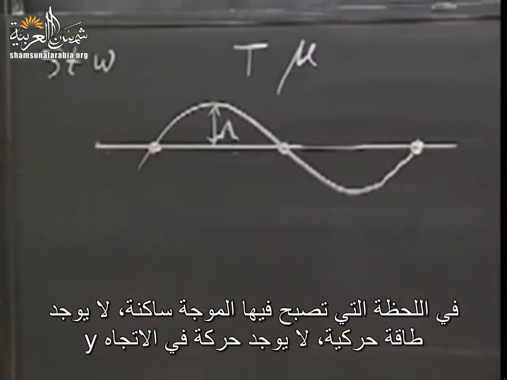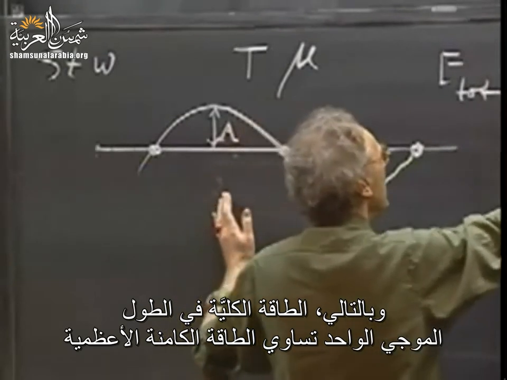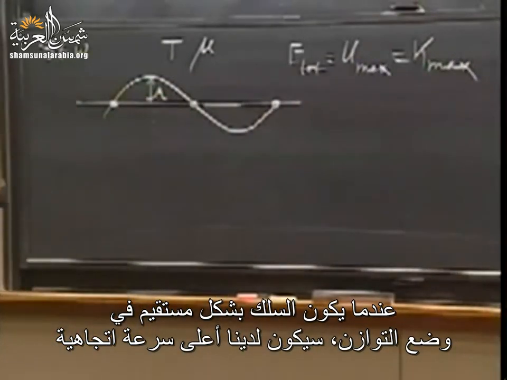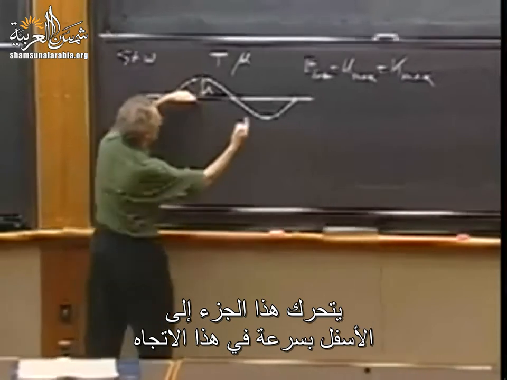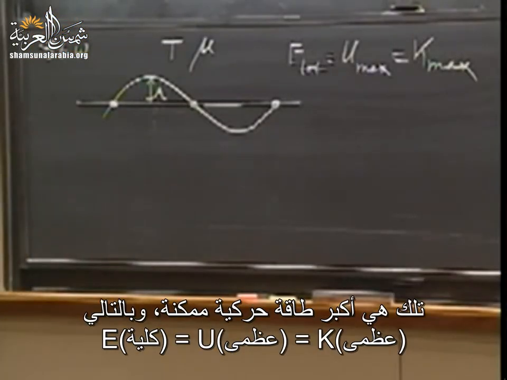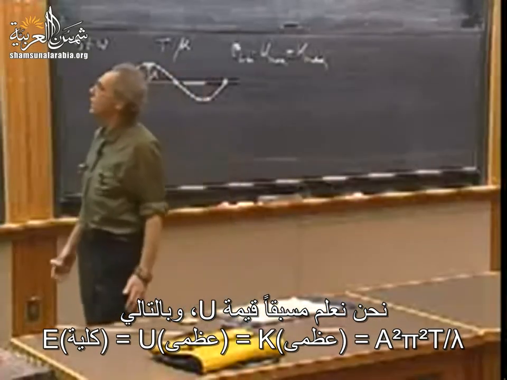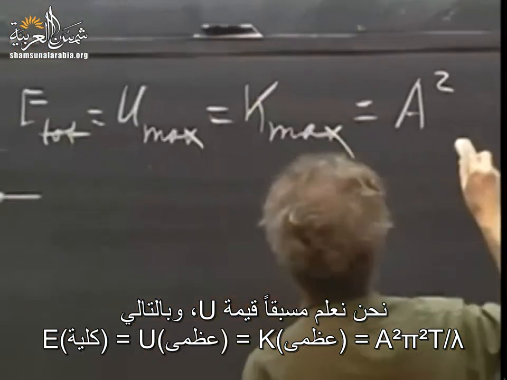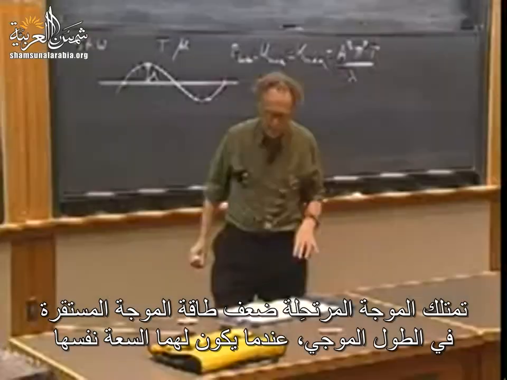Well, at this moment in time, when it comes to a halt, there is no kinetic energy, there is no movement in the y direction. So the total energy that is in the wave, per wavelength, is the same as U maximum. But of course, it's also the same as K maximum. When the string goes through its equilibrium, when the string is straight, then you have the highest velocity. This comes down, has a velocity in this direction. This comes up, has a velocity in that direction. That is the maximum kinetic energy that you can have. So E total is U max is K max. And we already know what U is. So all we have to say now is that that is the same as A squared times pi squared times T divided by lambda.